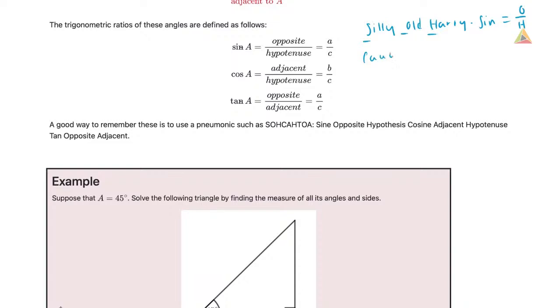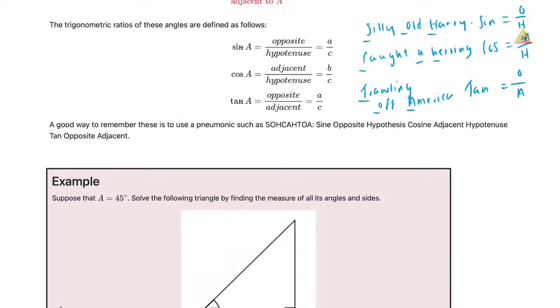Caught a herring is the next one. So CAH, which means cosine is equal to adjacent over hypotenuse. And then finally tan, so trawling off America. Again, you're looking for the first letter there, so TOA. So tan is equal to O over A, so trawling off America.